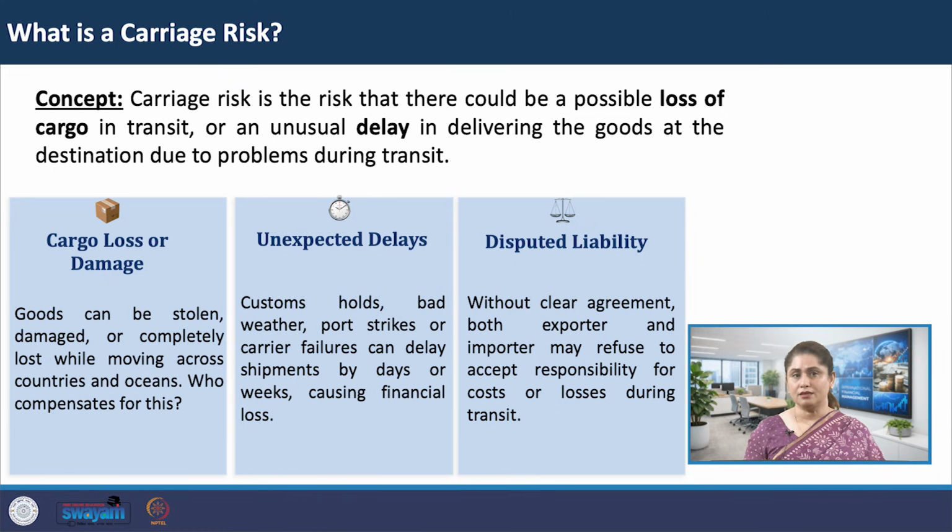A port strike, like those we have seen at the major European or American ports, can hold up cargo for weeks. For a buyer who has already sold the goods to the downstream customer and promised a delivery date, this is devastating. Again, without an agreement, both parties point fingers at each other. Third, disputed liability. Without a clearly written agreement, both the exporter and the importer may simultaneously refuse to accept responsibility for cost or losses during transit.